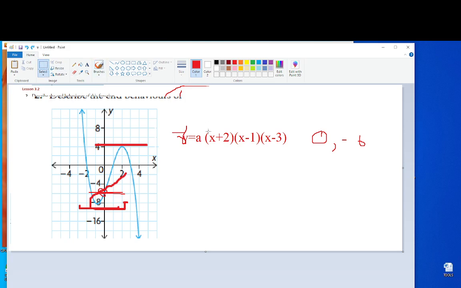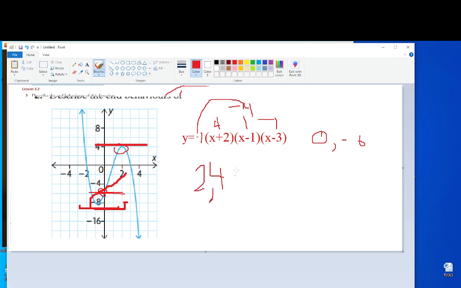Now we can test it out with that other point that I think exists. So it's just a minus here, -1. Now we can test this other point. When x is 2, I should get a 4. Well, 2 plus 2 here is 4. 2 minus 1 here is 1. 2 minus 3 is -1. -1 times 1 times 4 is -4. -4 times -1 is 4. So indeed, when x is 2, y is 4.